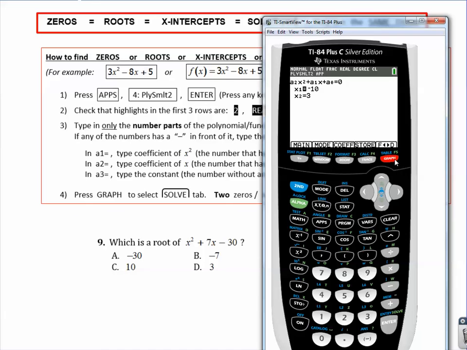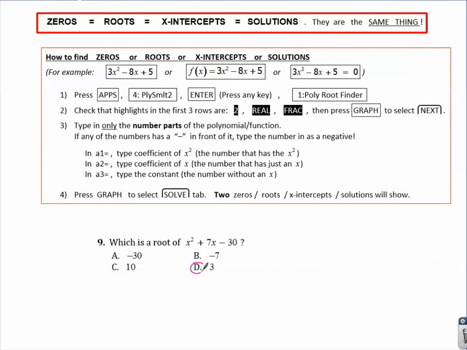These are my solutions, negative 10 and positive 3. Since my solutions and my zeros and my roots and my x-intercepts are all the same, I am looking for a positive 3 or a negative 10. The only one on here is my positive 3. So that is my solution. These other ones are not it.